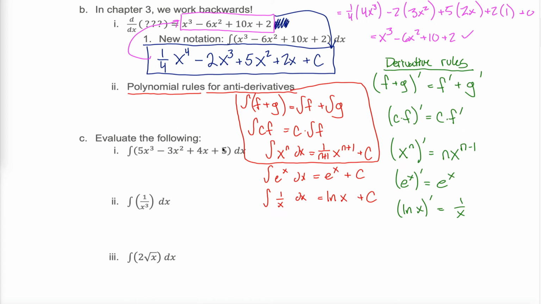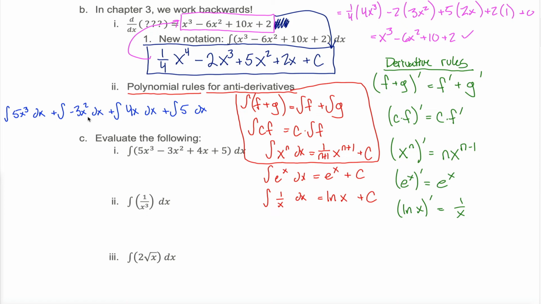A good way to think about this is I'm taking the antiderivative of a sum or difference of a bunch of terms. So really what I want to do is take the antiderivative of each term individually. I got the antiderivative of 5x cubed, and then to that I want to add the antiderivative of negative 3x squared, and then to that I want to add the antiderivative of 4x, and then to that I want to add the antiderivative of 5.